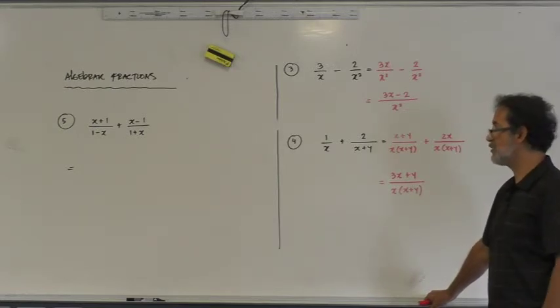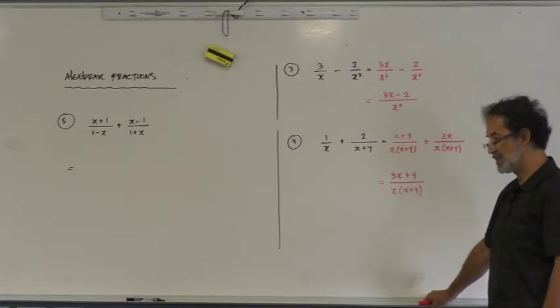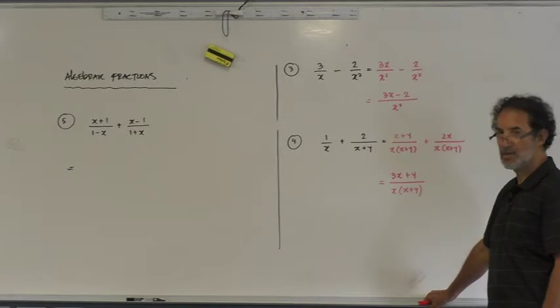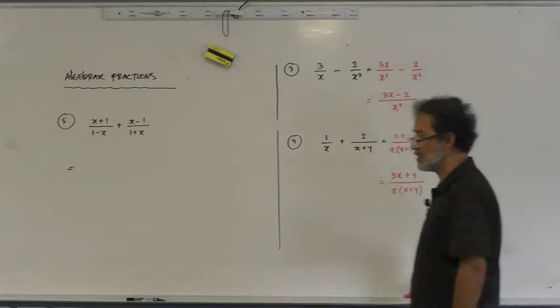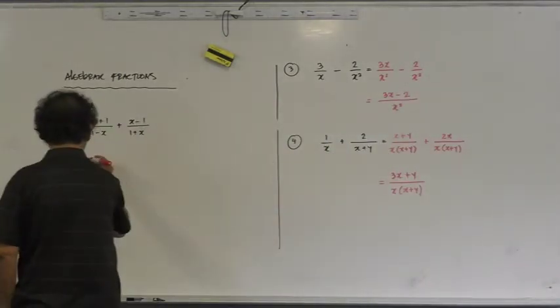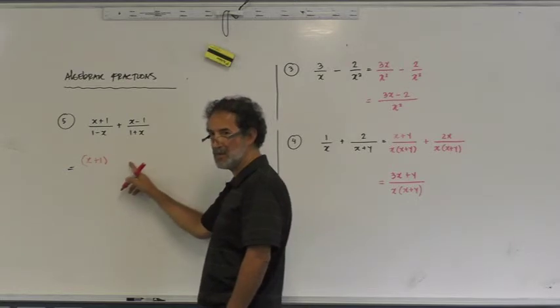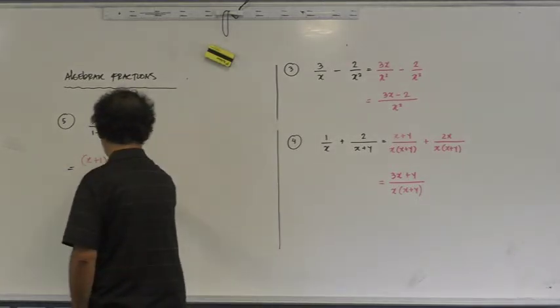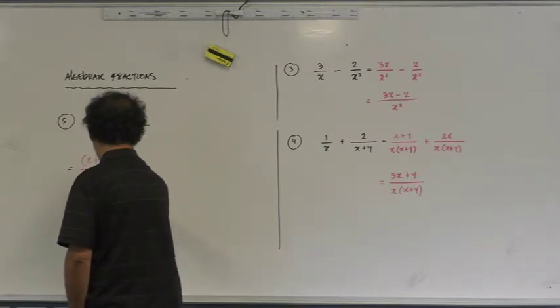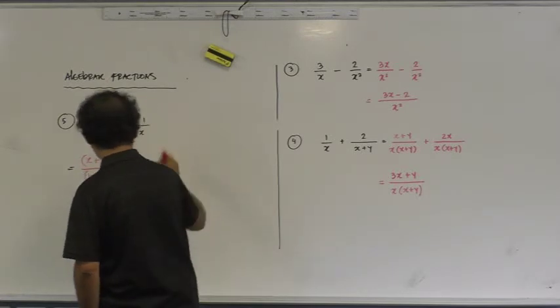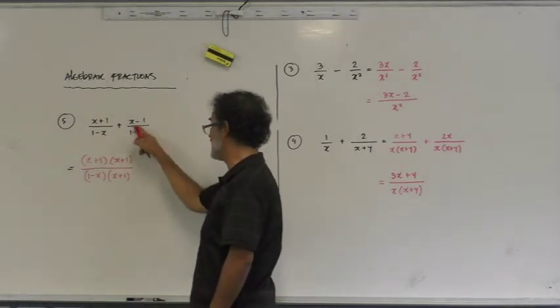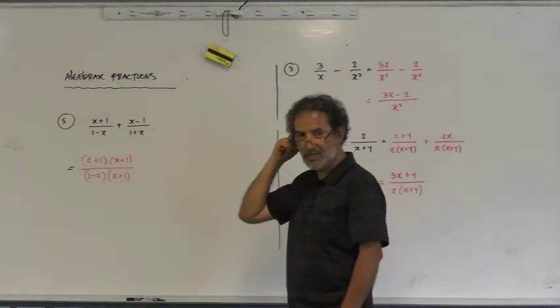So we are going to amplify the first fraction by 1 plus x, and then we are going to amplify the second one by 1 minus x. All right? Is that clear? So let's do it. So, x plus 1. Can you say that 1 plus x is the same as x plus 1? So I'm going to put x plus 1. And then at the bottom, I'm going to put 1 minus x, and then x plus 1. All I did is amplify the first fraction by the denominator of the second fraction. That is the technique.